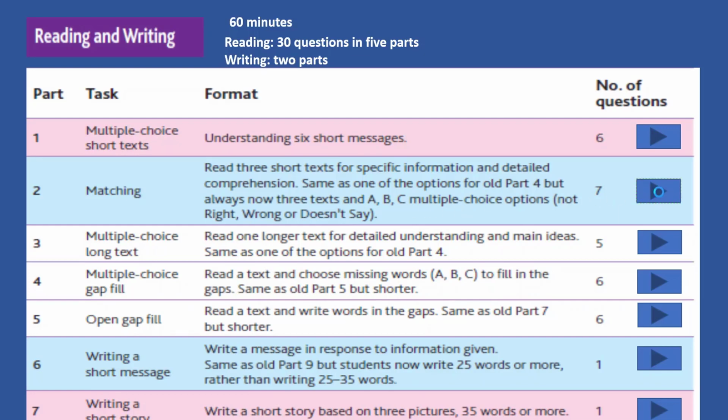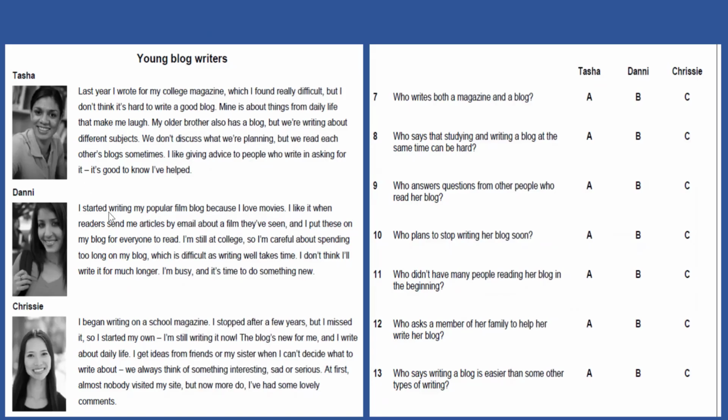Let's see an example. Here we have 3 texts about 3 different people: Tasha, Danny, and Chrissy. And we have different questions. One says here, who writes both a magazine and a blog? Is it Tasha, Danny, or Chrissy? Of course, students are going to read the 3 texts and see which one is correct. Is it Tasha, Danny, or Chrissy?